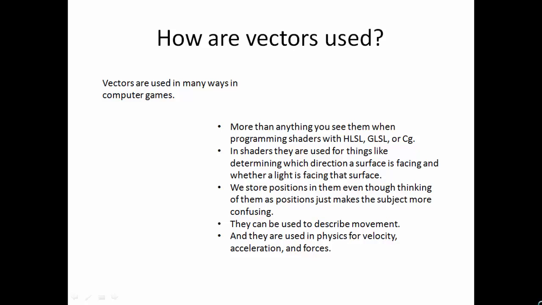But when you get into shader programming, you're almost immediately going to get into vectors, especially normals, and need to understand basically what those vectors are, what a normal is and how it works. In shaders, they're used for things like determining which direction a surface is facing and whether a light is facing that surface. So we use vectors, especially normals, in determining how to simulate lighting a lot of times.